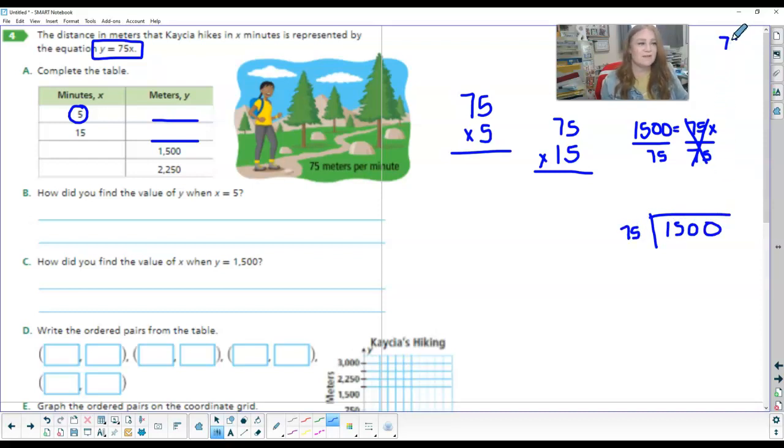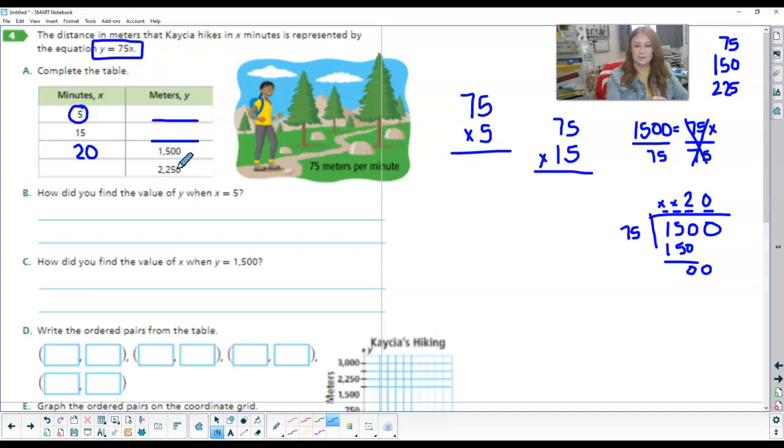So let's make a list of 75s. Another 75, because I know 25 gets me to 100. 50 more is 150, so plus 50 is 200. And then I need 25 more, which is 225. So I need something above the 1, the 5, the 0, and the 0. I know it can't go into 1, can't go into 5, but look, it goes into 150 2 times. Perfect. And then we're bringing this down, and it can't go in there, so it goes in there perfectly 0 times. So if they go for 20 minutes, they go 1,500 meters.